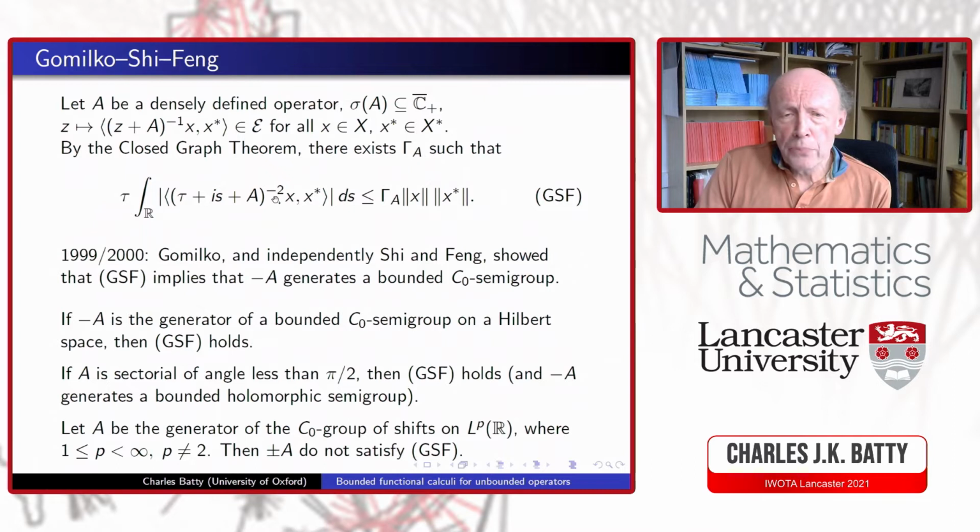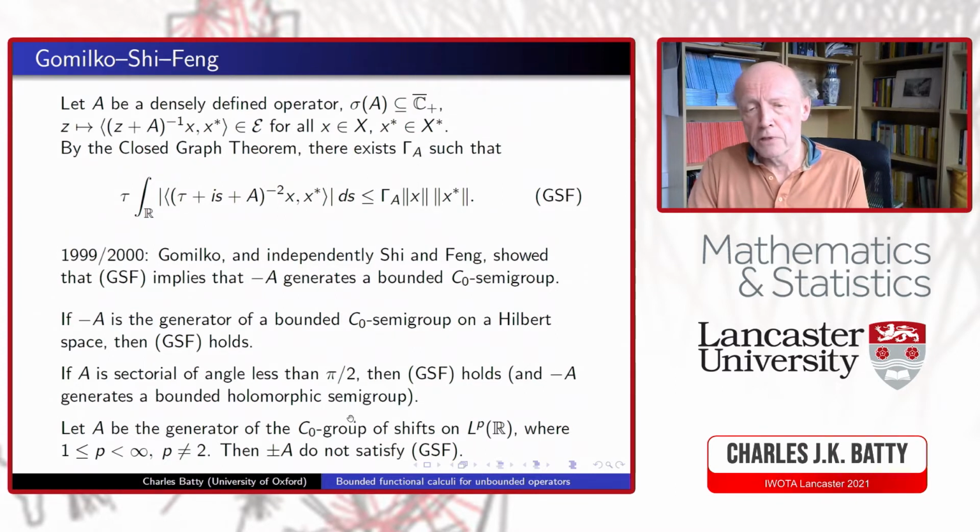There are examples of generators of bounded semigroups where GSF does not hold. For example, if you take the generator of the C0 group of shifts on L^p of R, where p is not equal to 2, then neither A nor minus A satisfies GSF, although they're both actually generating semigroups of isometries.